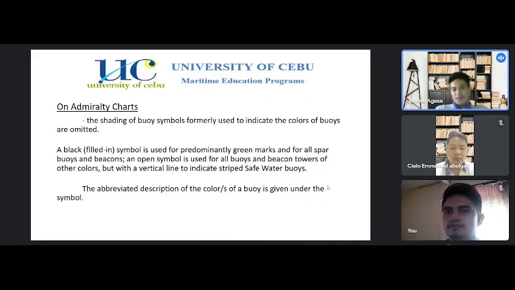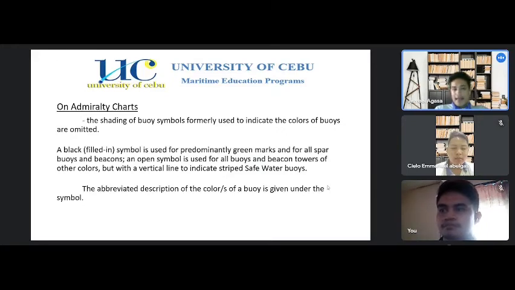Next, on Admiralty charts, the shading of buoy symbols formerly used to indicate the colors of buoys is limited. A black filled-in symbol is used for predominantly green marks and for all spar buoys and beacons. An open symbol is used for all buoys and beacon towers of other colors, but with vertical lines to indicate striped safe water buoys.